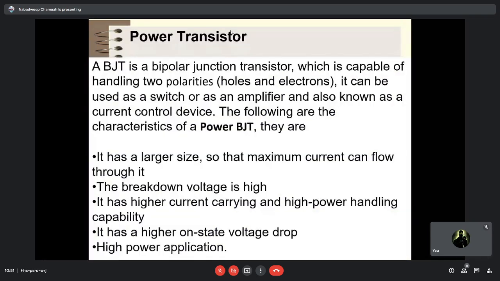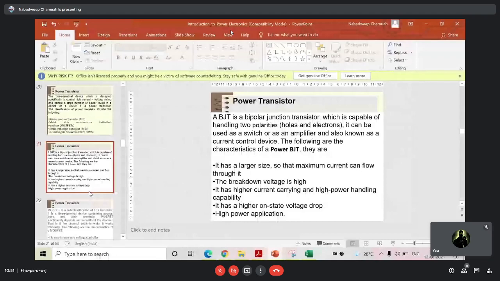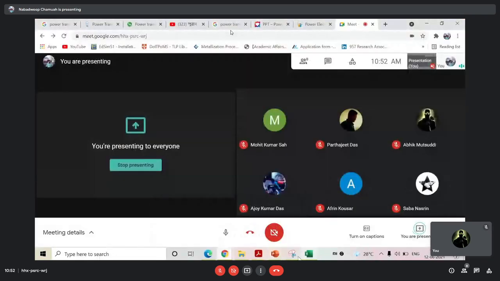Junction transistor which is capable of handling two polarities. Someone is joining or someone is asking for permission. That's it. Okay, somebody is joining.